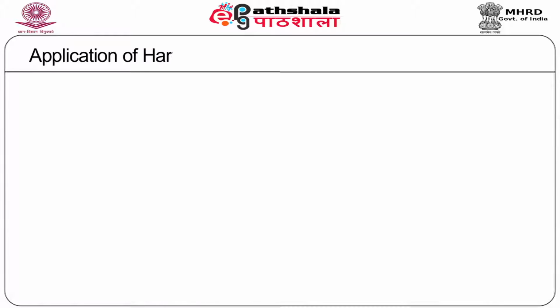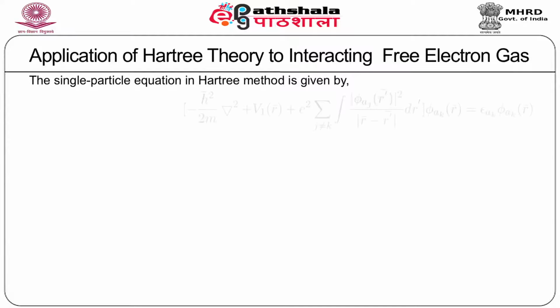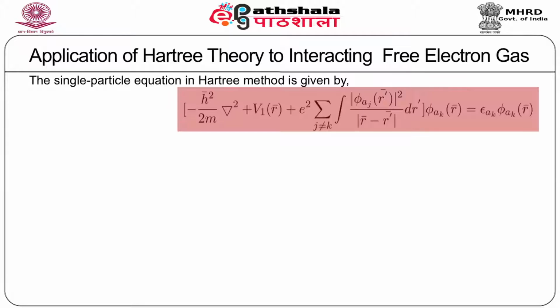Let us now move on to the discussion of application of Hartree theory to interacting free electron gas. The single particle equation in the Hartree method is given by the following expression: minus h cut square over 2m del square plus V1, which is from the ion core part, plus e square summation over j not equal to k, modulus phi Aj square divided by modulus R minus R prime, integrated over dr prime, times phi Ak equal to epsilon Ak phi Ak.